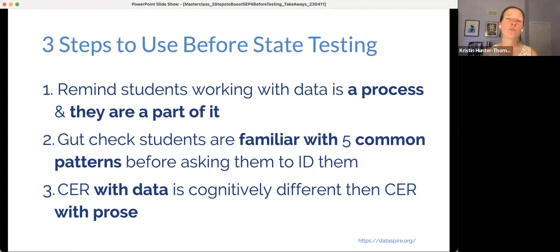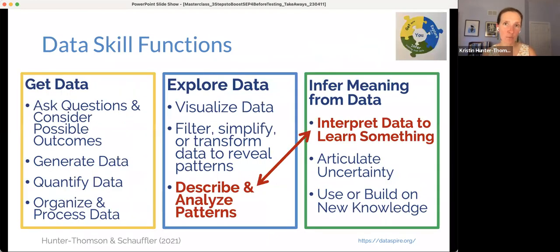And then finally, remembering CER with data is different cognitively than it is with prose. So how are we on-ramping? How are we setting those questions up? These are 3 strategies that we can use, helping our students get more familiar with data. There are a lot more things that go into working with data, by all means, 100%.